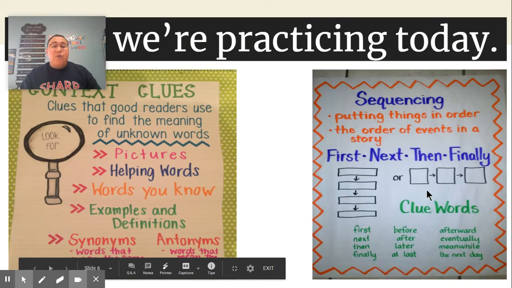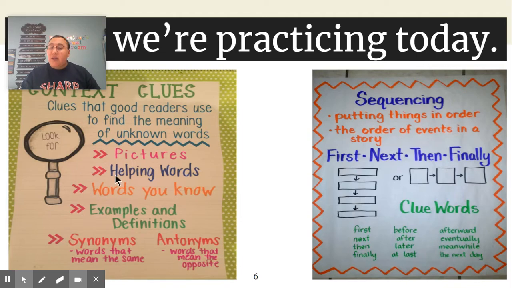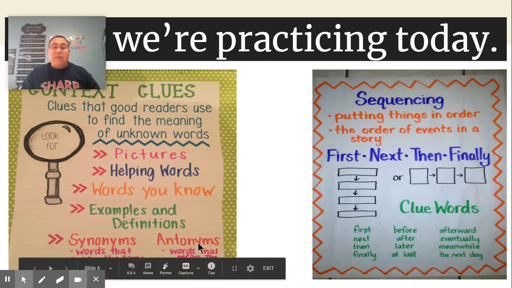Context clues is when we use clues around unknown words to help us find the meaning of those unknown words. So we use pictures, we use helping words, words that we know, examples and definitions, synonyms and antonyms to help us find the meaning of unknown words.